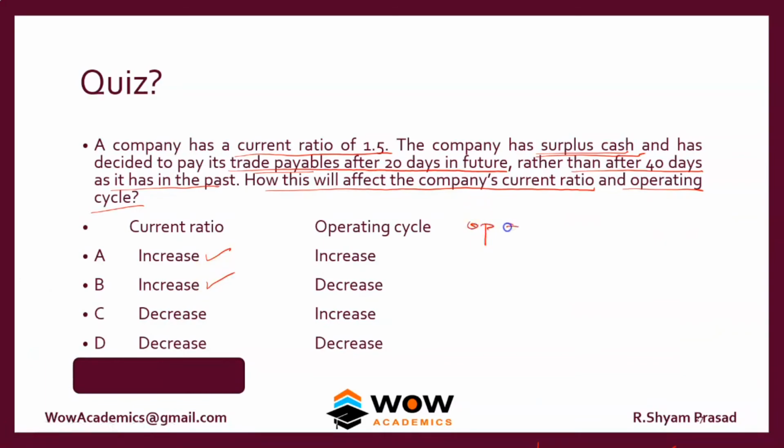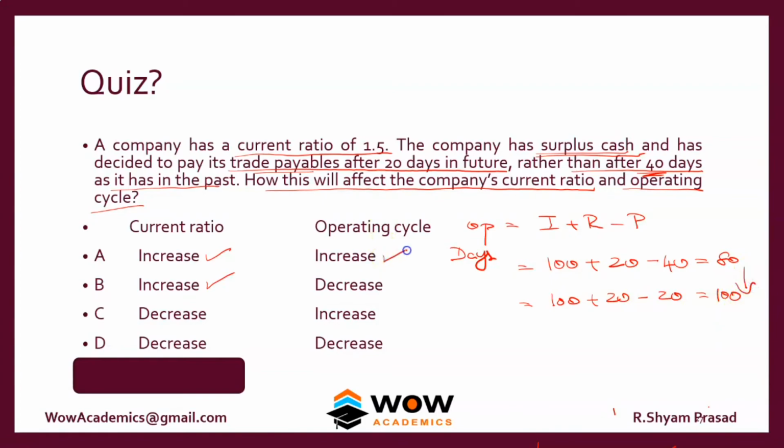The operating cycle works like this: inventory days plus receivable days minus payable days. This is the operating cycle in days. We'll assume some days. For example, we take 100 for inventory, 20 for receivable days, and minus 40 because the earlier payable days was 40. The answer comes to 80 days. The new policy: let this be 100, this also 20, but the new payable days is going to be 20. So the answer comes to 100. So there is an increase in the operating cycle days.